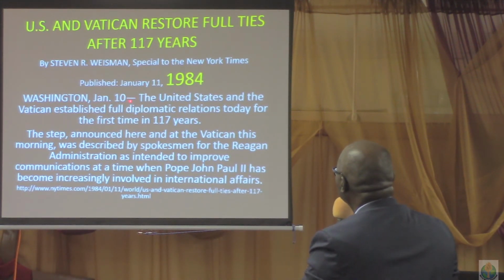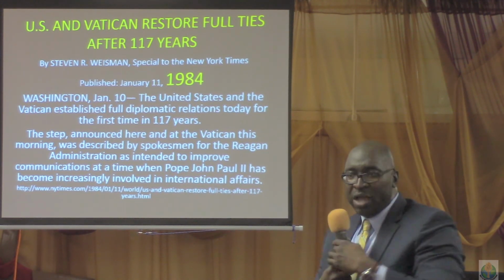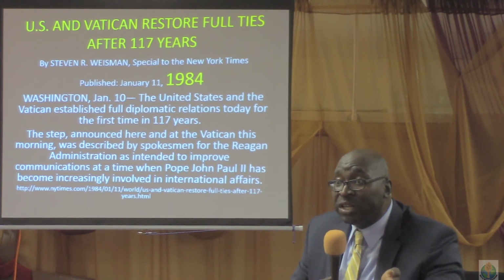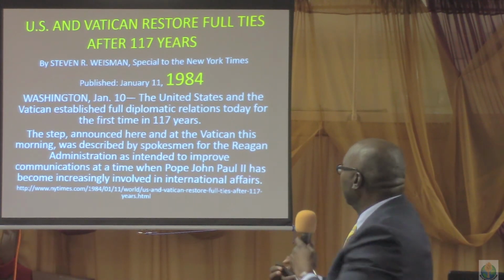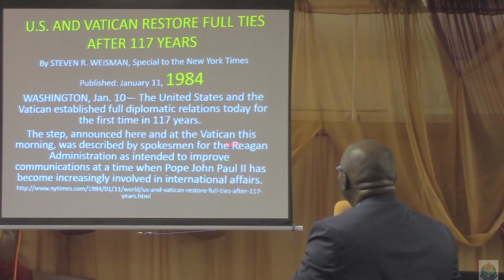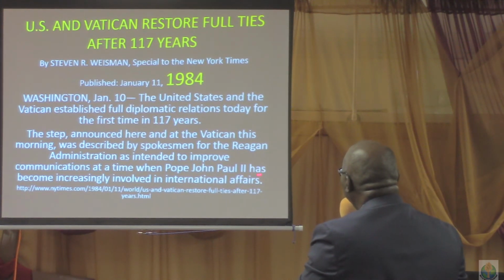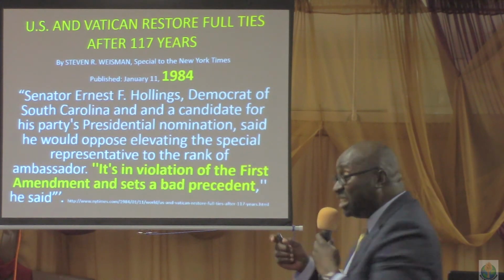Washington, January 10th. I'm reading from the New York Times. The United States and the Vatican established full diplomatic relationships today for the first time in 117 years. Why 117 years? Because the last time was when? 1867. This step, announced here at the Vatican this morning, was described by a spokesman for the Reagan administration as intended to improve communications at a time when Pope John Paul II has become increasingly involved in international affairs. Now listen carefully.